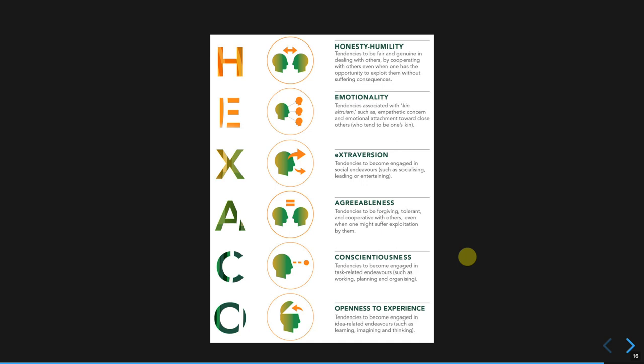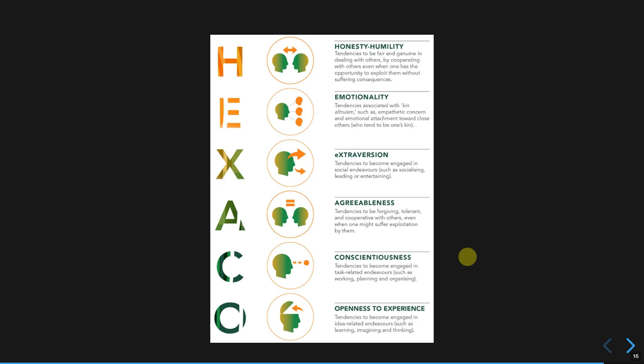And the next one would be conscientiousness. This is also very similar to the factor in the five-factor model. So it's basically related to the tendency of becoming engaged in a task-related endeavor, whether you are more organized or whether or not being organized.